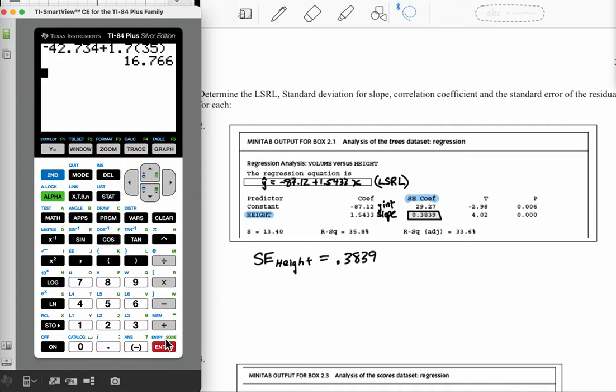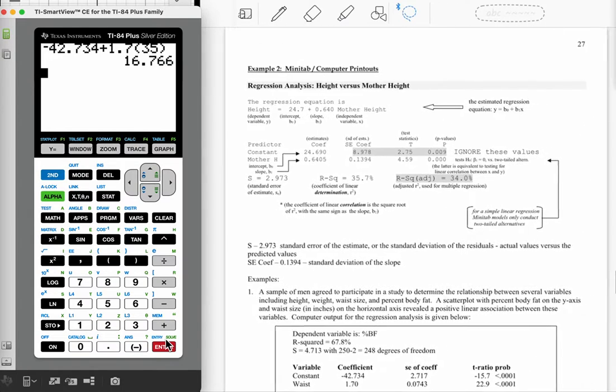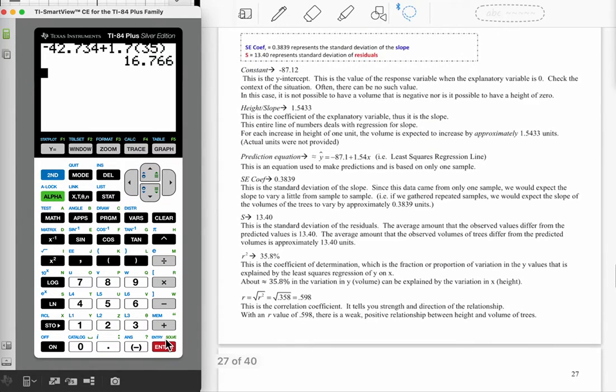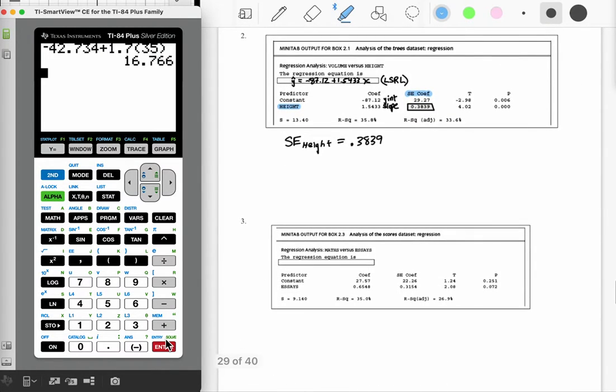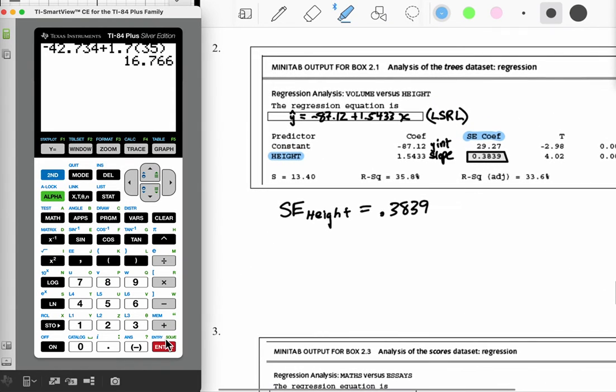Standard error of the residuals. So again, back to our little breakdown here. Standard error of the residuals, that's the one that I accidentally capitalized. So the S value, standard deviation, that's the weird one. It's the deviation of the deviation, because the residual is the difference between the y and the y hat. So this is the standard deviation of that. So S would be equal to 13.4.